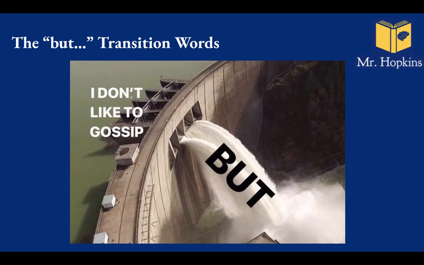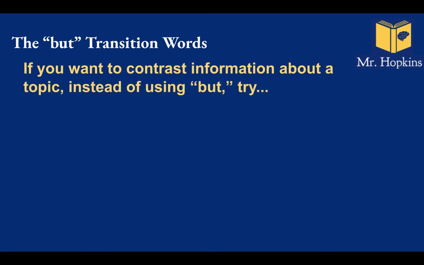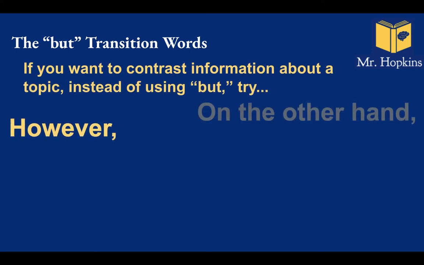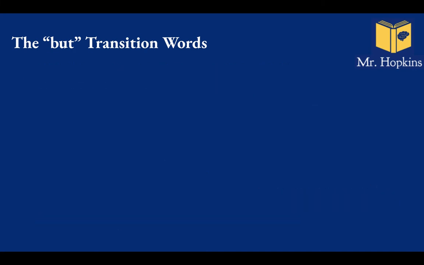The next type of transition word is the "but" transition word. So instead of saying but, perhaps you could use however, on the other hand, yet, although, or conversely. Let's look at some examples.